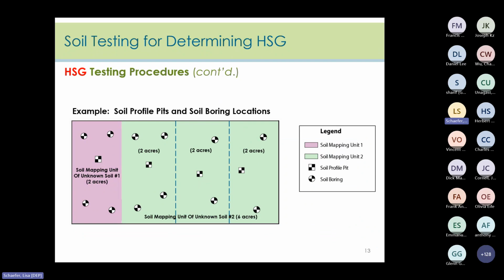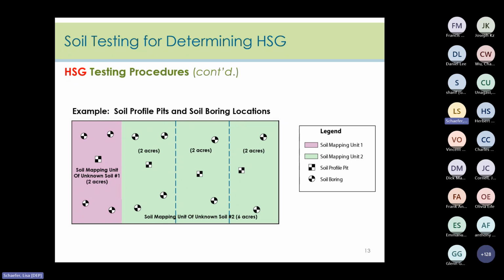So the placement of soil profile pits and soil borings is also an important part of the requirement. They should be completed equidistant apart within the boundaries of the mapping unit to provide adequate characterization. So we're going to look at 2 examples. For the pink area, which is 2 acres in size, we see 1 soil profile pit and 4 borings. So this configuration meets the placement requirement.